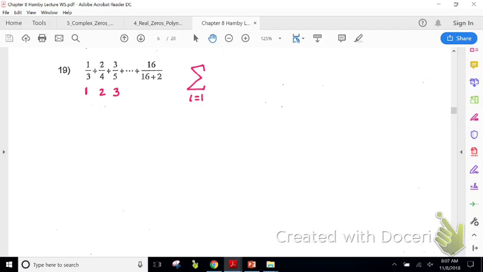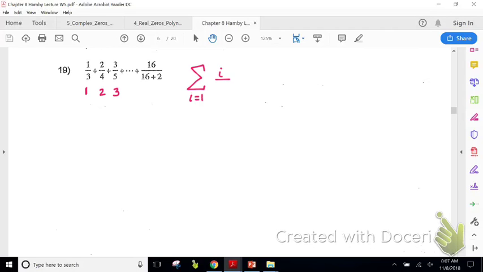So let's work on the pieces of the fraction. Look at the numerator then. What do you notice about the numerator? How is that related to the term number? That's the number we're plugging in, right? So that's just going to be I over... I over I. Well, no, because then you plug in 1, 2.